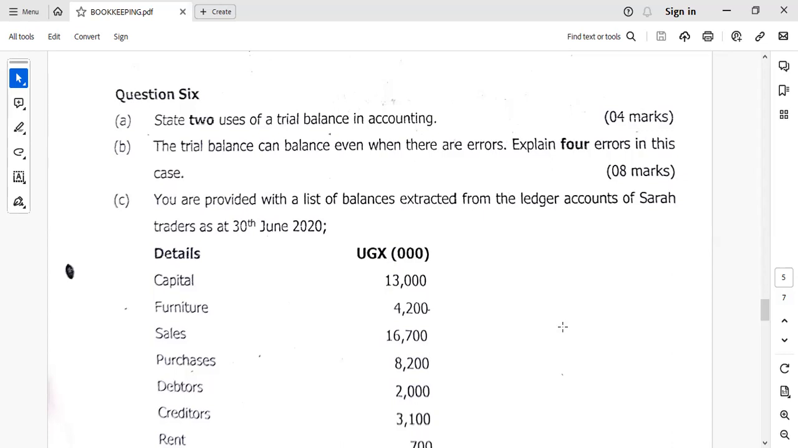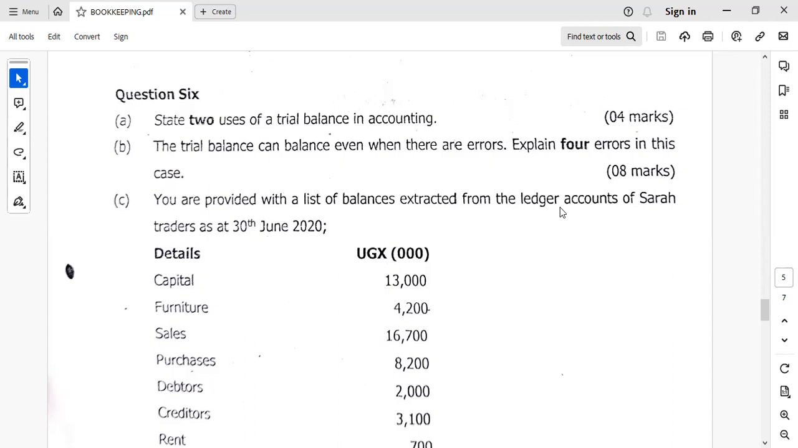Now, when it comes to the trial balance, of course, the trial balance can balance even when there are errors. So we are going to look at those errors not affecting the trial balance agreement. They want you to explain 4 errors, meaning that for each error you explain, you'll be getting 2 marks, because there are 4 errors required, and we see they are awarding 8 marks for that part.